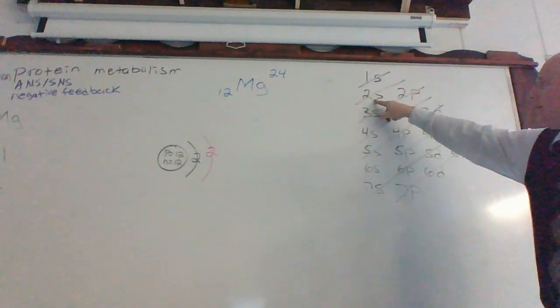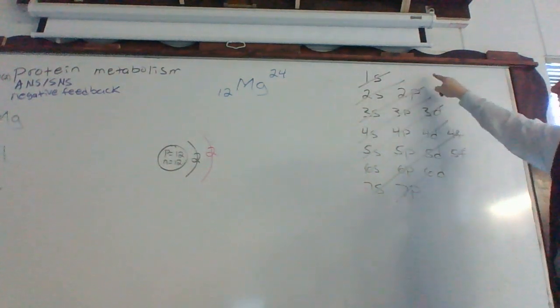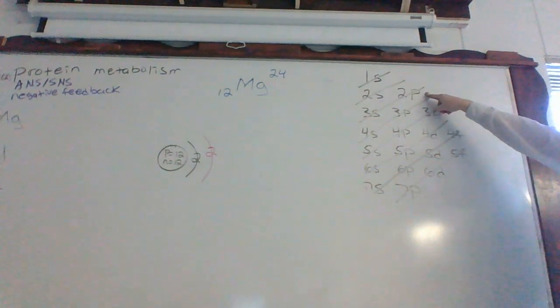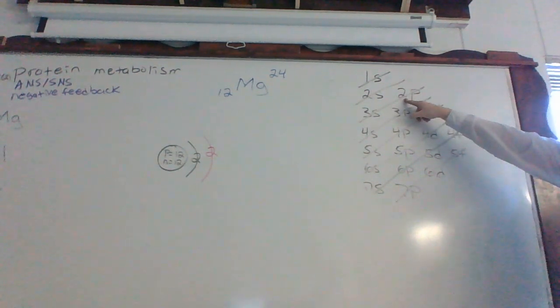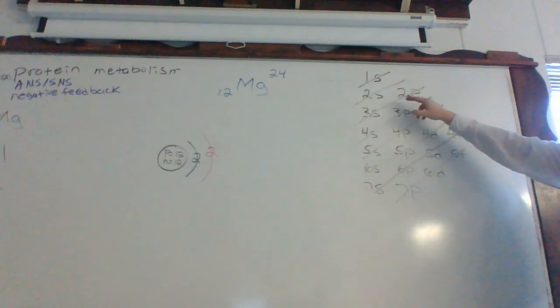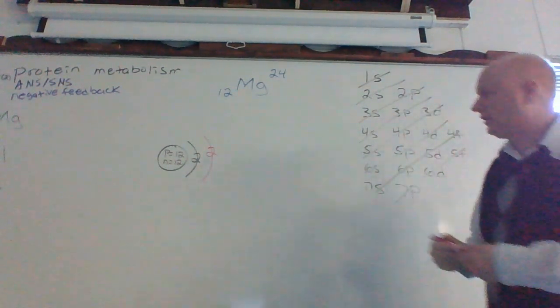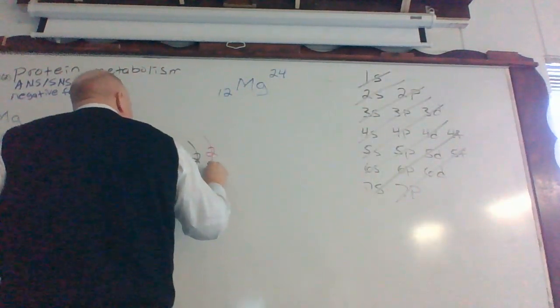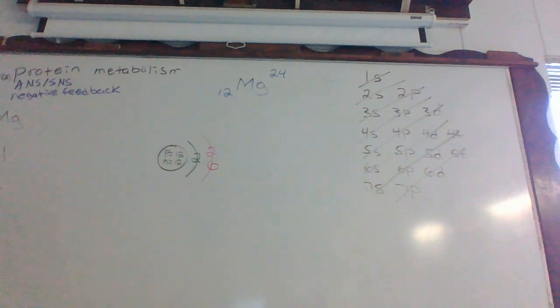So 2s, all right? Now, we go to the top of this slide. Are we going to a new energy level? What does that tell you? Okay. Are we going to a new energy level? No. Okay. So how many can the P block hold? 6. So we're going to put all 6 of them in there. So how many total electrons do we have so far? 10. How many more do we need?